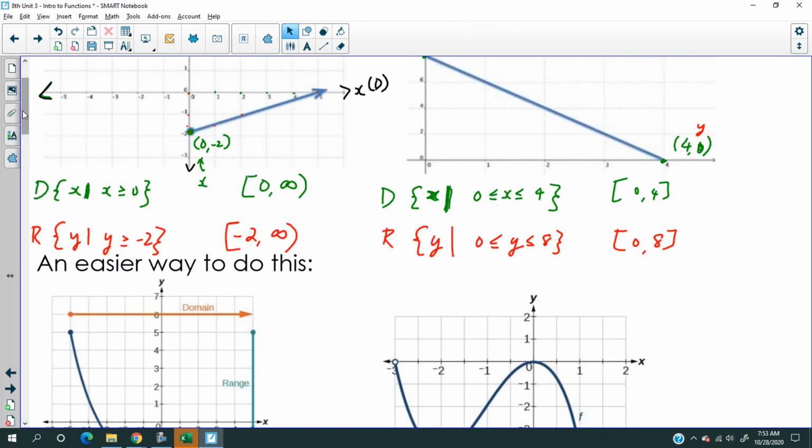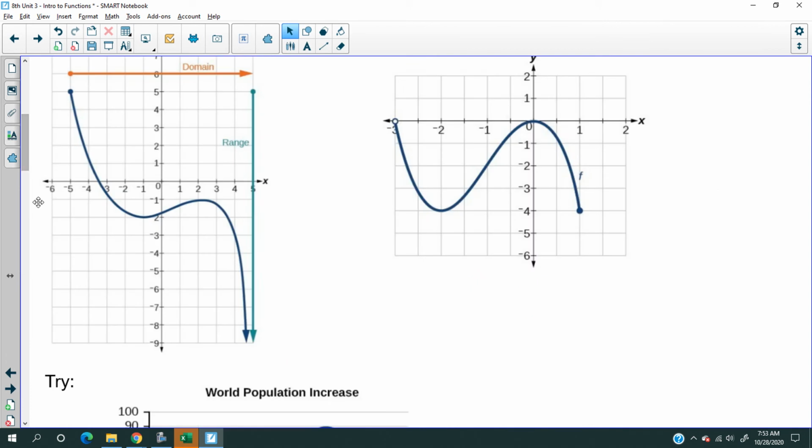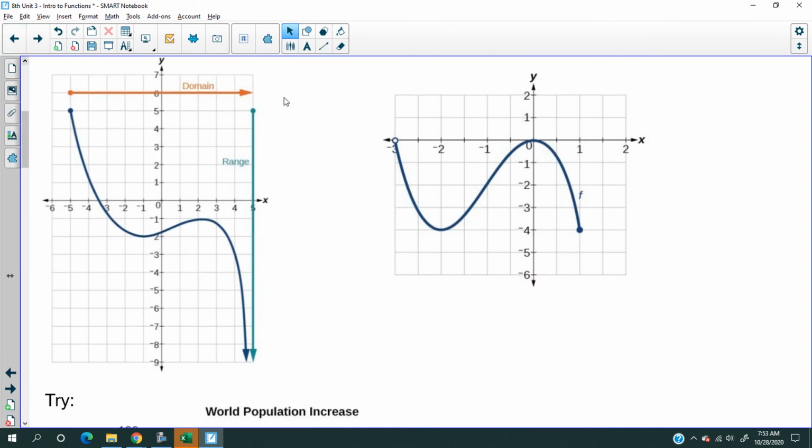Let's use green and red. We're going to put the squeeze onto the graph, and by squeezing it, you can see the domain and range a little bit clearer. So let's start with domain. Let me write this down first.